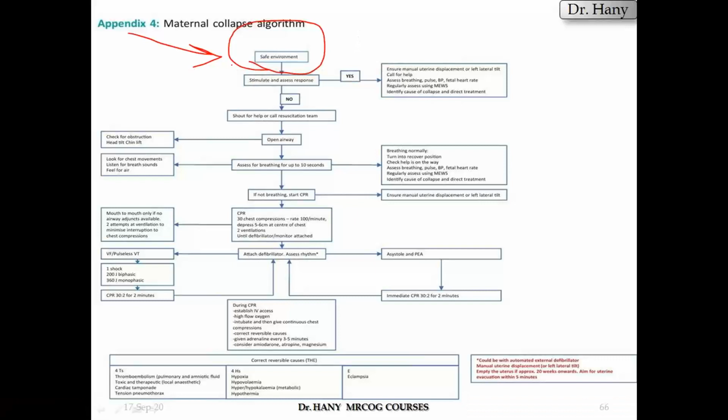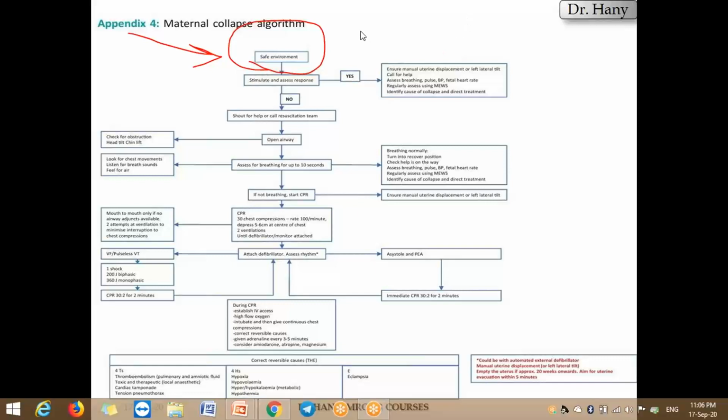And after that, simultaneous response. Assess the woman's response. If the patient is not responding, shout for help. If she is responding, put her in the recovery position, assess the blood pressure, respiration, and everything, and see the MEOWS chart and the cause of the collapse. But she is responding and she is fine, so she is not our issue now. Put her in the recovery position. Left lateral tilt 15 degrees. Why 15 degrees? Why did they mention 15 degrees in the guideline?